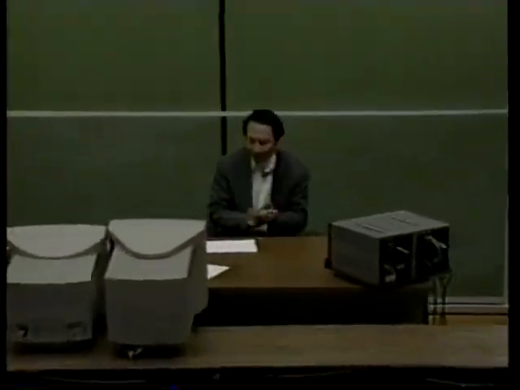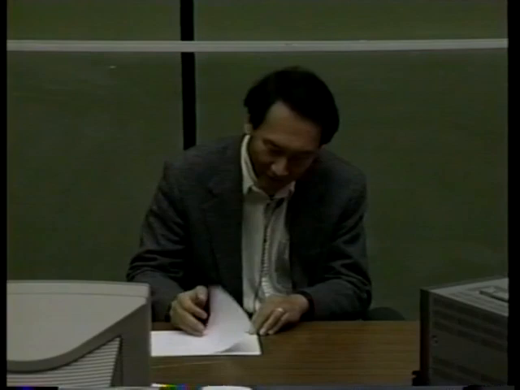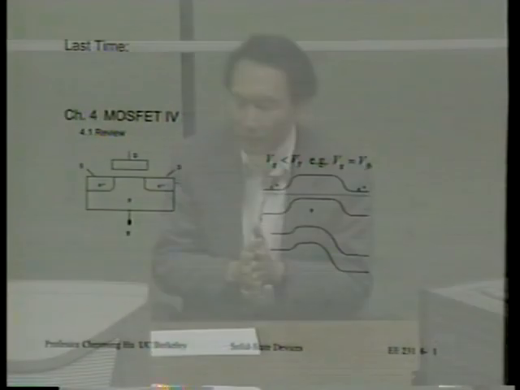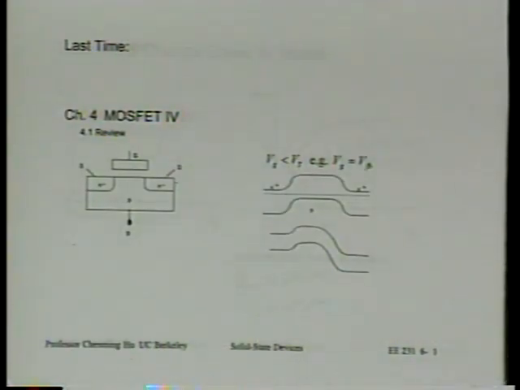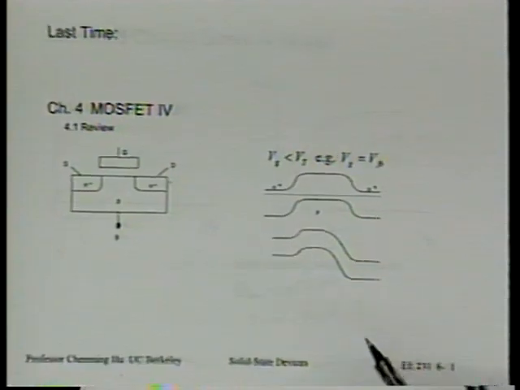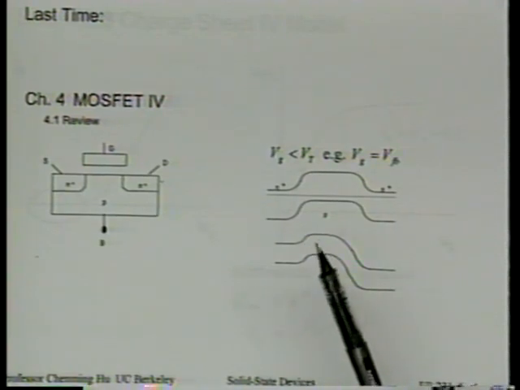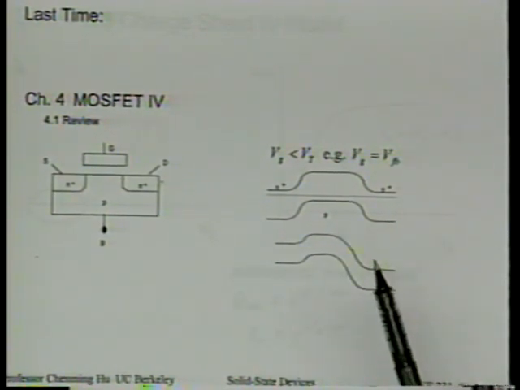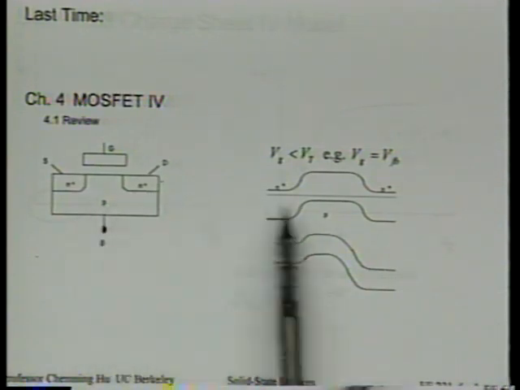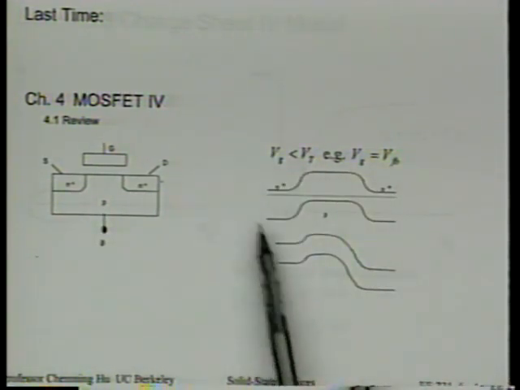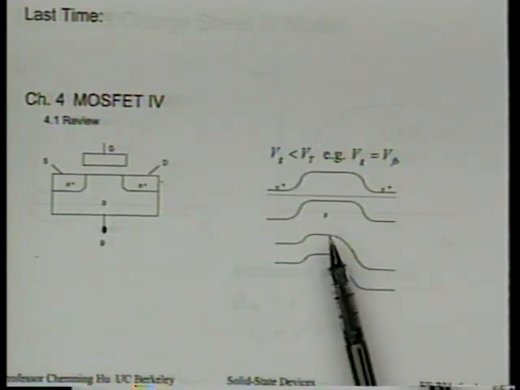All right, good afternoon. Let's start by quickly reviewing what we did in the last lecture. We talked about MOS IV characteristics. I consider that a review. A few things I'll mention. One is, if you are not familiar with thinking about a MOS transistor using an energy band diagram extending from source to drain, as I draw here, I recommend that you take another look at that.